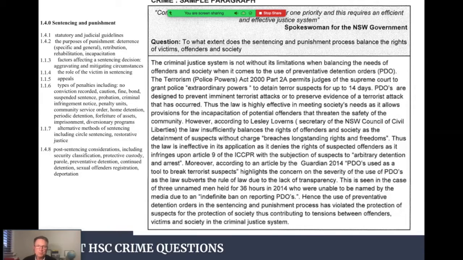You can see in this response that this person is using as his criteria the balancing needs of offenders in society. So how well is the legal system balancing the rights of the offenders and the rights of society? He's specifically talking about the Terrorism Police Powers Act, so a reference to a statute. He's giving details of the statute. Further down, he's talking about Leslie Lovins, the Secretary of the New South Wales Council of Civil Liberties, so he's quoting an expert. He's supporting his answer with specific legal factual evidence. This is a good answer.